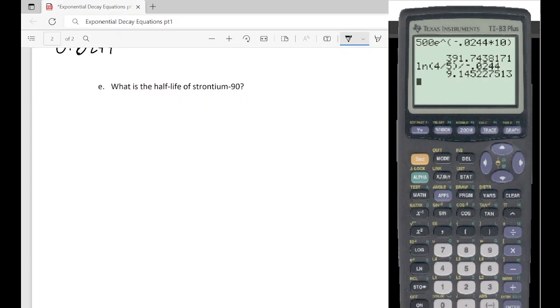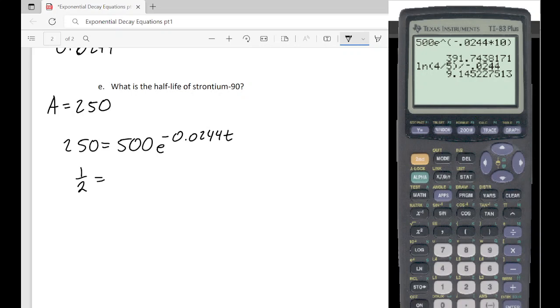Now, what is the half-life of strontium-90? Half-life is the time it takes for half of it to go away. So we know from part A that we have initially 500 grams. So after so much time, we'll only have half of it, so we will have 250. So our A value is 250, so I'll set my equation equal to 250. So 250 equals 500e^(-0.0244t). And now I'll divide both sides by 500. And no surprise, I get 1/2 because it's the half-life.